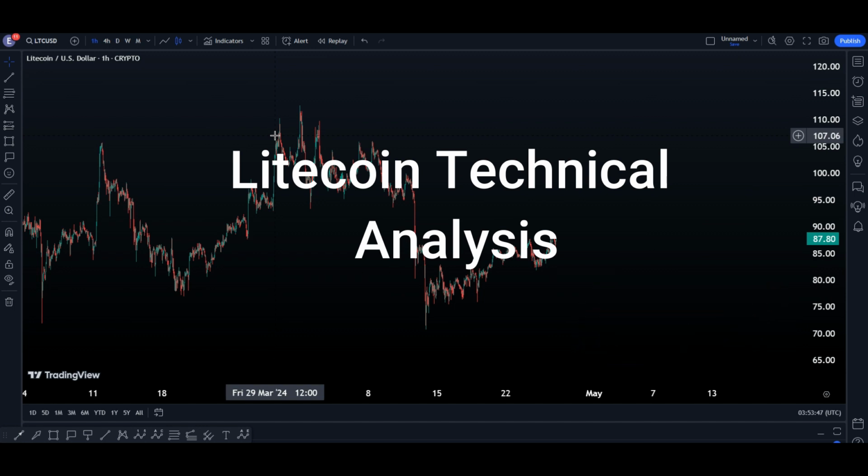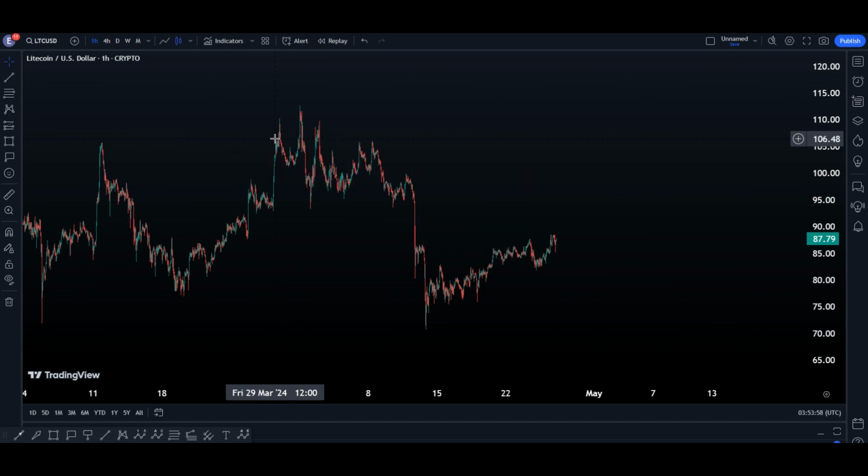This is LTCUSD 60-minute chart, and let's see together where is our support, where is our resistance, and what will happen probably in next days.